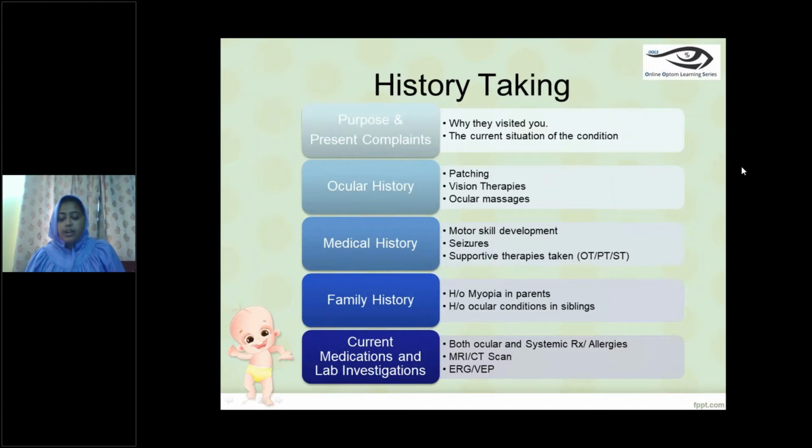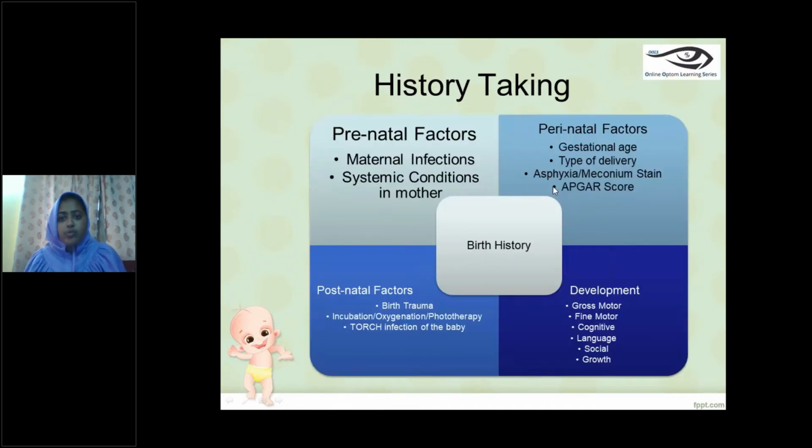Apart from all this, we also have to mention who has narrated the history. Is it the mother? Is it the father? It's very important to mention who is narrating the history. Okay, so this part is very important in a pediatric patient, and we would normally not ask the birth history in a regular patient. So there are 4 factors in the birth history. Let's see one by one.